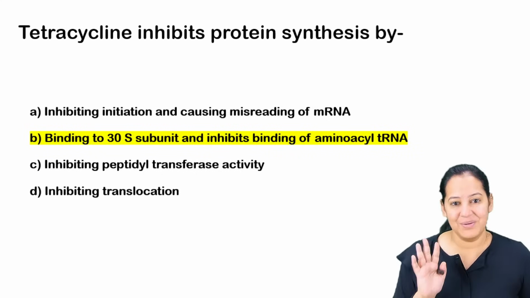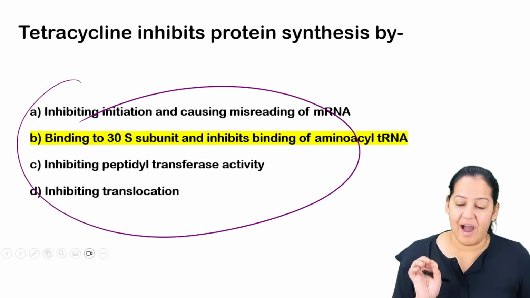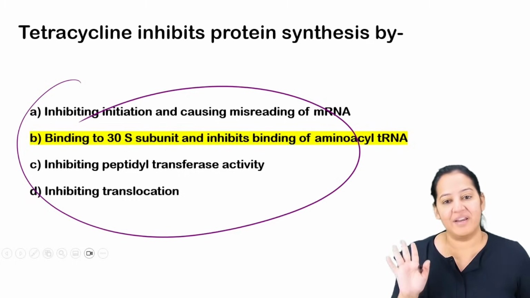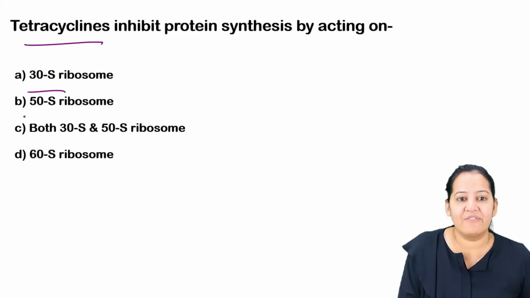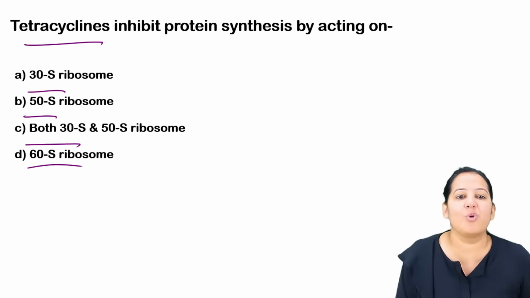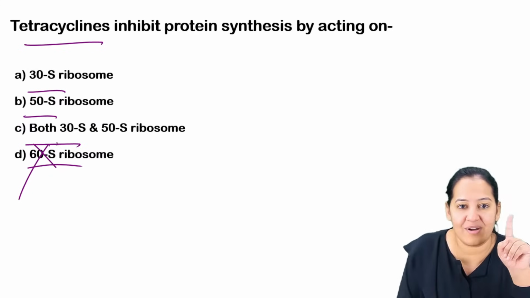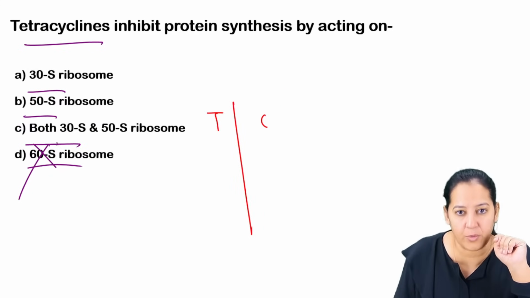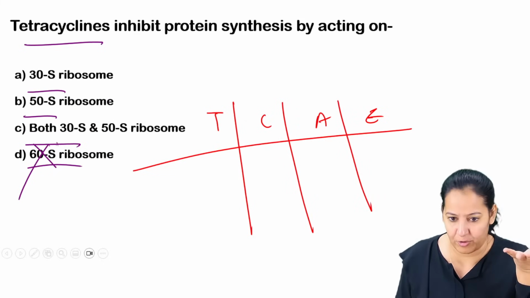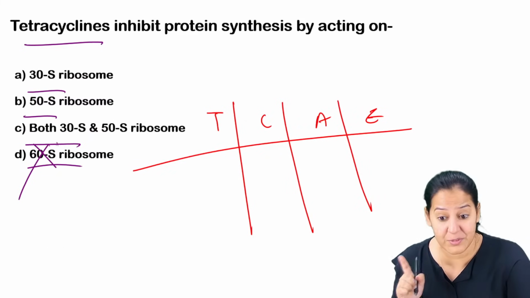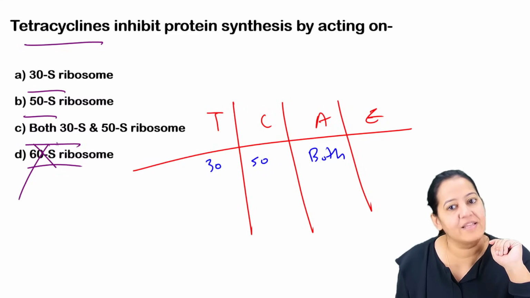So in this one question, 4 questions are hidden. So I request you to learn the classification and understand the concepts. Tetracycline acts on 30S, 50S, both, or 60S? There is no 60S. Useless option. Now I told you 4 drugs: tetracycline, chloramphenicol, aminoglycoside and erythromycin or macrolides. Don't change the sequence. If you don't change the sequence, you are in the safe zone. So this one is 30S, this is 50S, this one is both, and this one is also 50S.